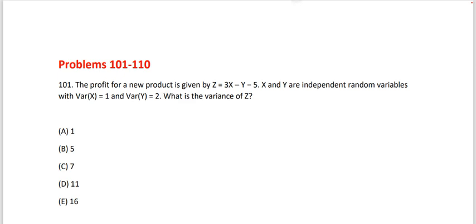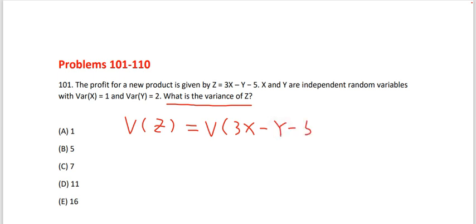Okay. So problem 101 says we want to find the variance of Z. So we want to find V(Z), right? So what is Z? Z equals 3X minus Y minus 5.